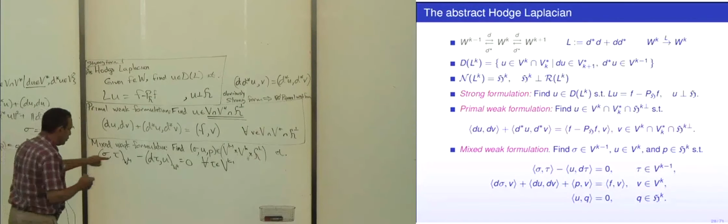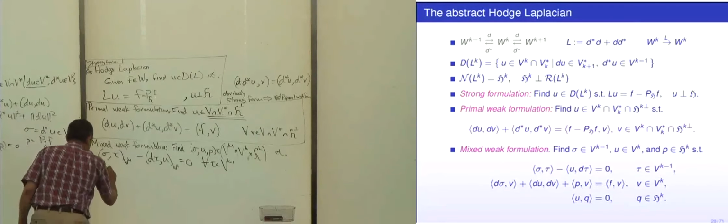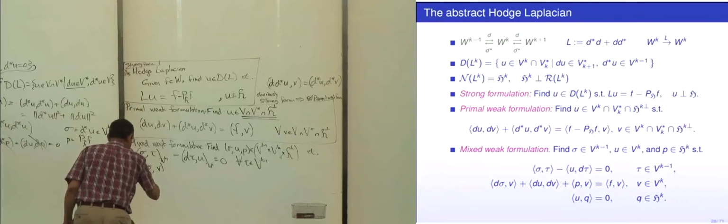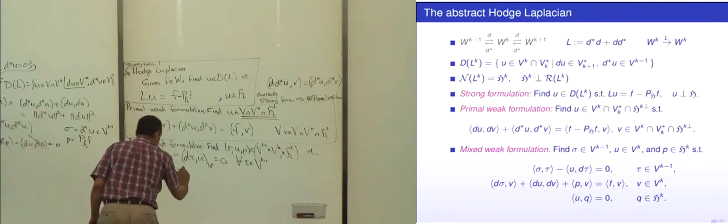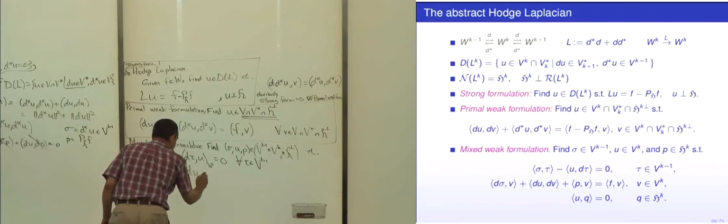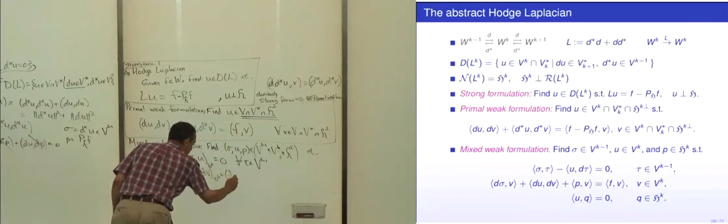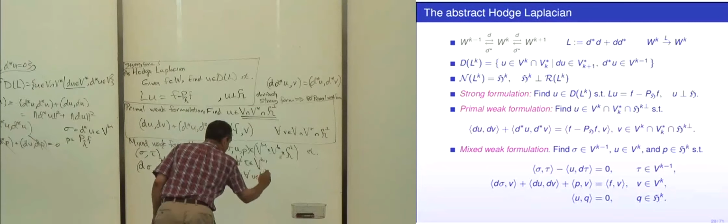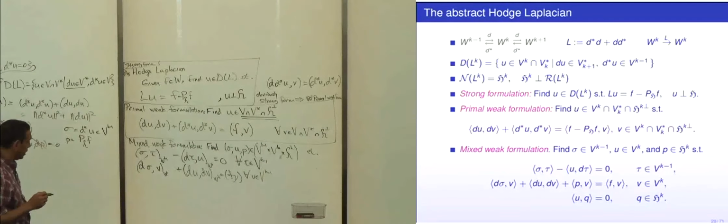Let me write the other two equations, then I'll go back and say what this stands for. Okay, then the next equation is d sigma, v, that would be in the W inner product, plus du, dv equals f, v for all v in V_{k-1}. Okay, so that's the second to last line on the slide.